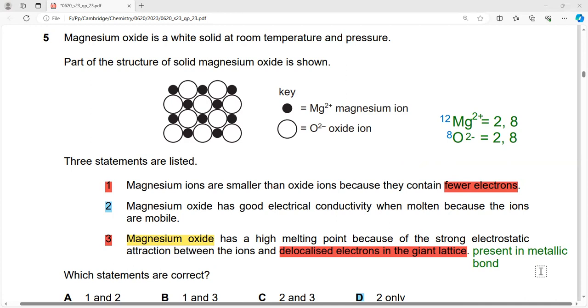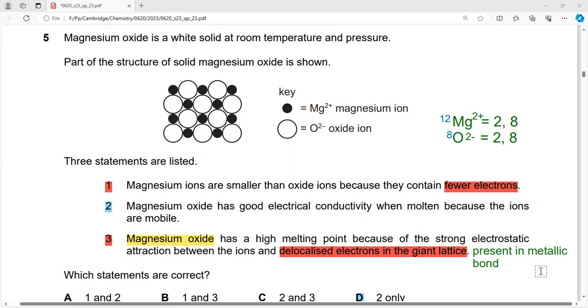In the same way, oxygen takes 2 electrons and the total number of electrons becomes 10. So in the first shell 2 electrons, second shell 8 electrons. You can see that the number of electrons is equal. Now we check which statement is correct. Statement 1: magnesium ions are smaller than oxide ions because they contain fewer electrons. The number of electrons is the same in magnesium and oxygen, so that is the wrong reason. The oxide ion takes 2 extra electrons in its outermost shell, which is why it has a larger size. So it is the wrong statement.